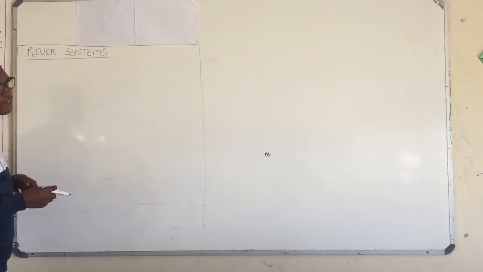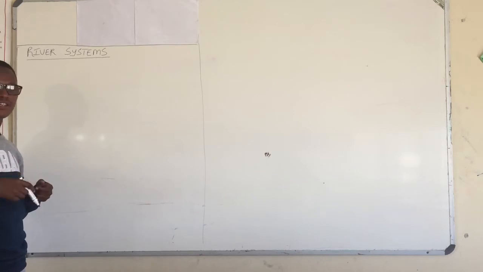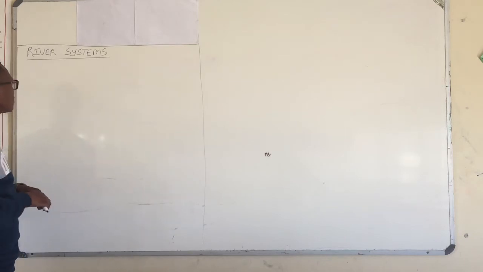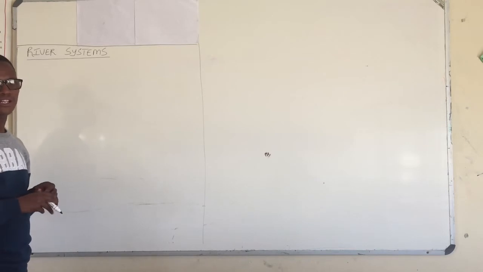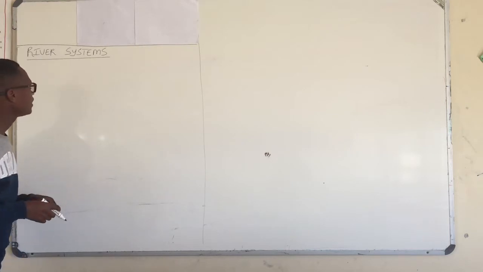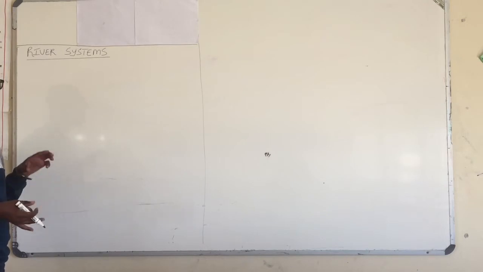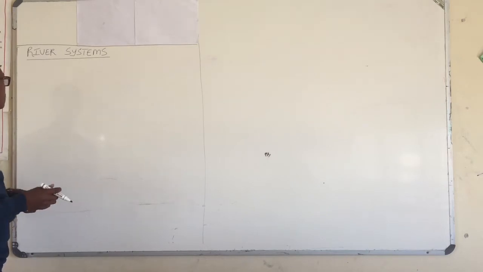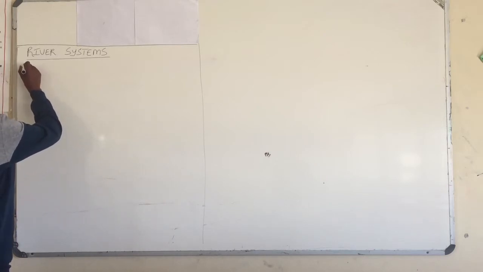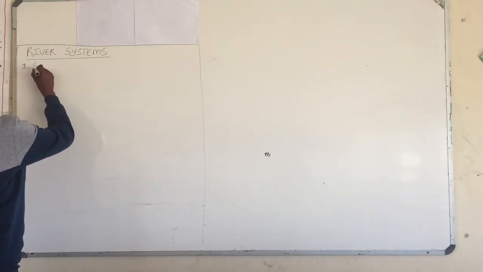When we deal with a river, we'll be focusing on water, because water is something that makes a river. So the first thing we have to know: where does the water found in rivers come from? That water comes from precipitation and groundwater. First, we'll deal with the water that comes from precipitation. We call it surface runoff.